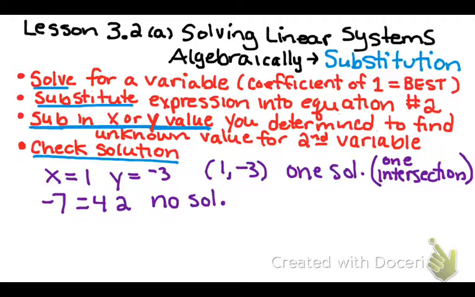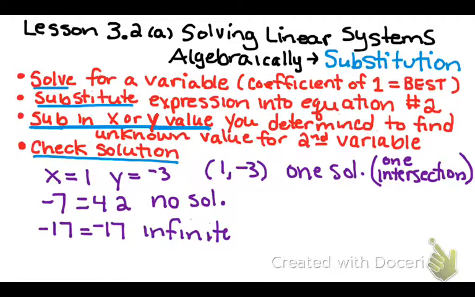If your variables cancel and you end up getting something like -17 equals -17, that means that there's going to be infinite solutions, because the equations are actually graphs of the very same line, perhaps just in a different form.